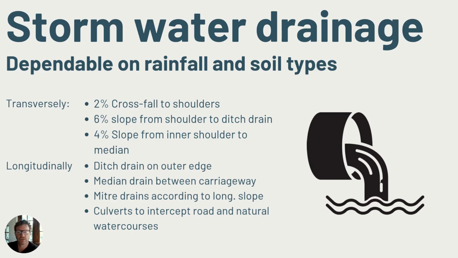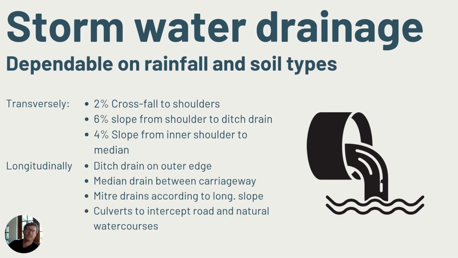The water will be drained longitudinally by a median drain as well as side ditch drains along the outer edge of the road. Mitre drains will convey the water from the side ditch drains to appropriate open areas away from the road, and the position of the mitre drains depends on the grade of the road, but it varies between 150 meters and 300 meters along the length.